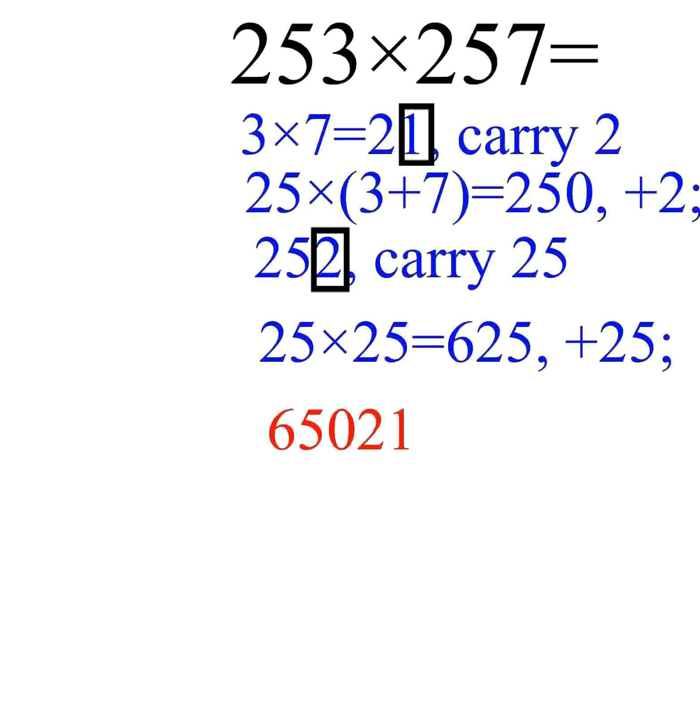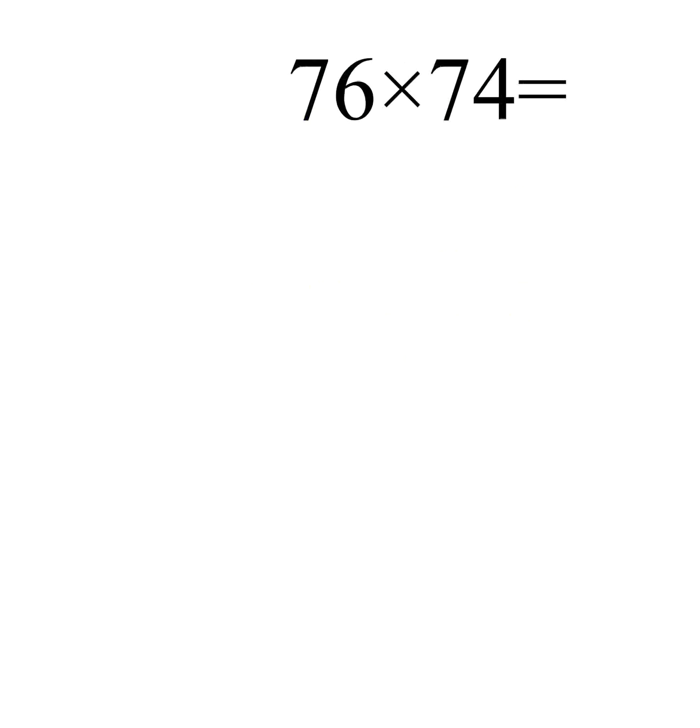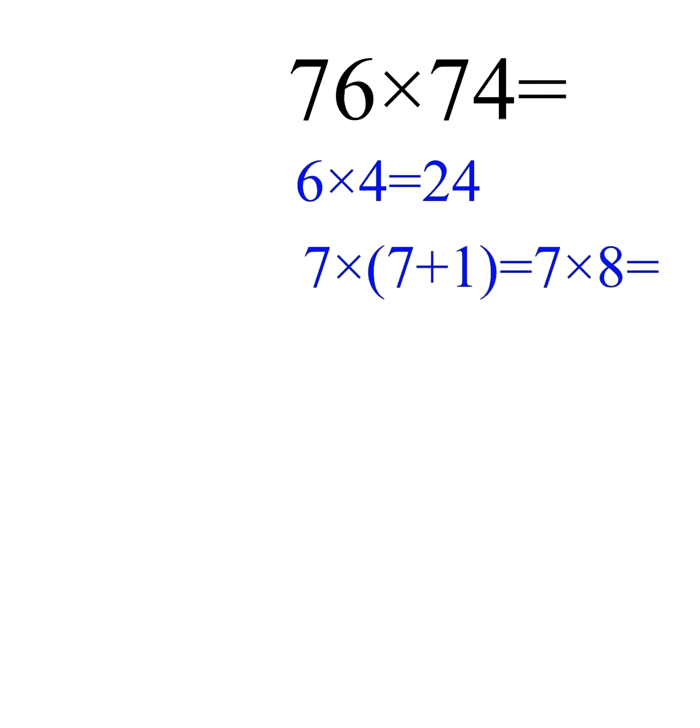Okay, let's have another example. Here we got 7 as our common digit, and 6 and 4 whose sum equals 10. So according to the rule, the product would be equal to, we first multiply 6 into 4, which is 24, then we multiply 7 into its next integer, which is 8, which would be 56, and we write down 24 in front of it, and that would be our answer.